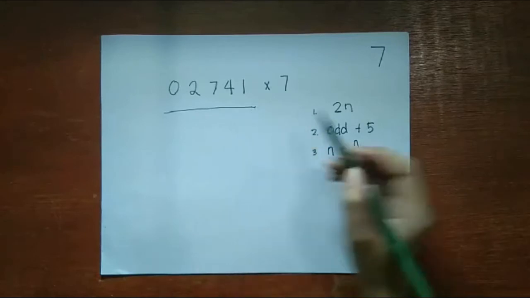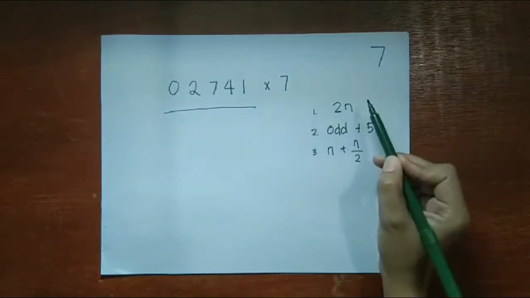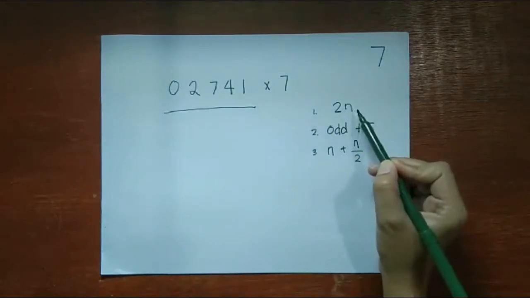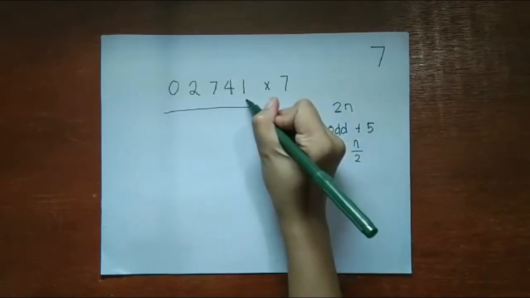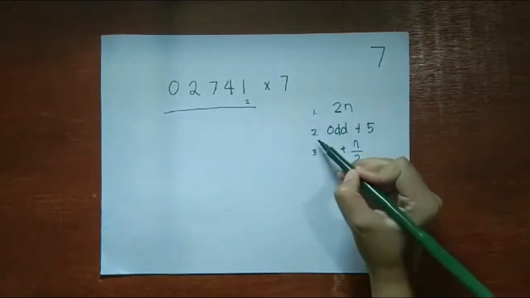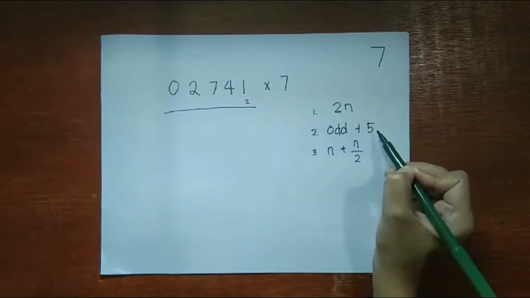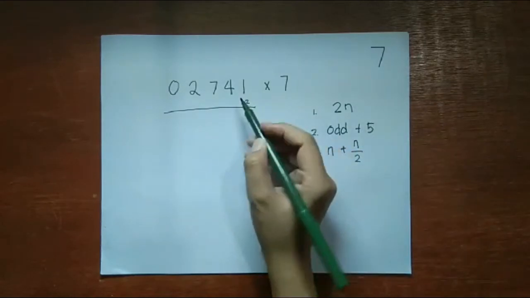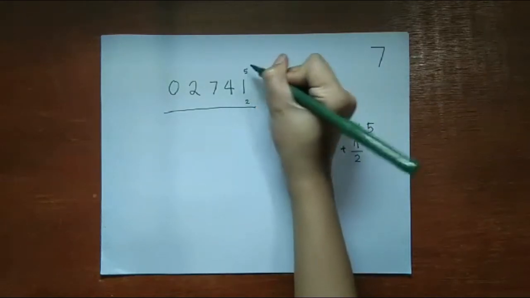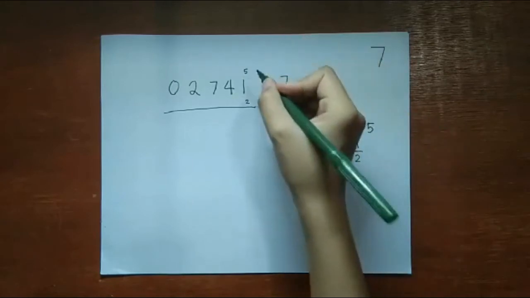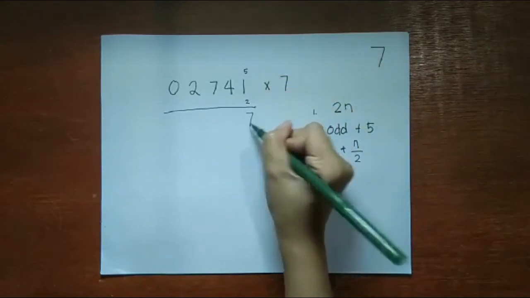But first, according to the steps, we are going to double it first. So 1 times 2 gives us 2. Step 2. If it's odd, we add 5 to it. And it is an odd number, so we are going to add 5 to it. And then we add this. 5 plus 2 gives us 7.